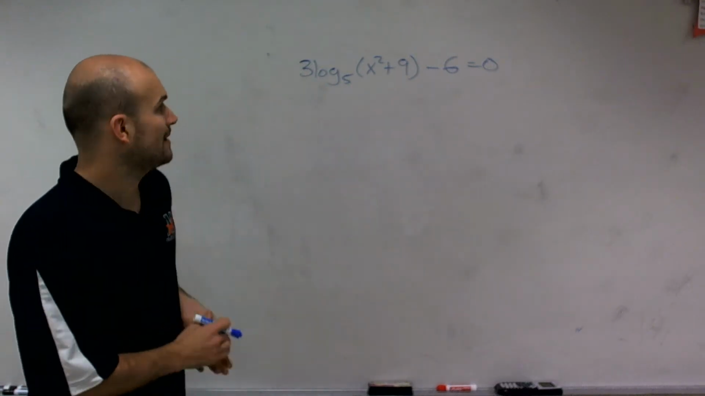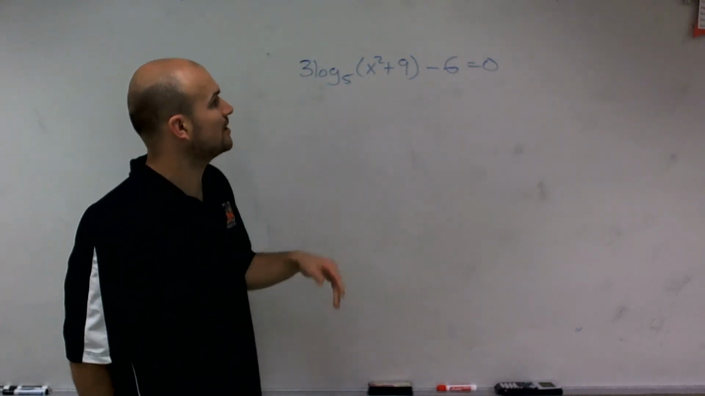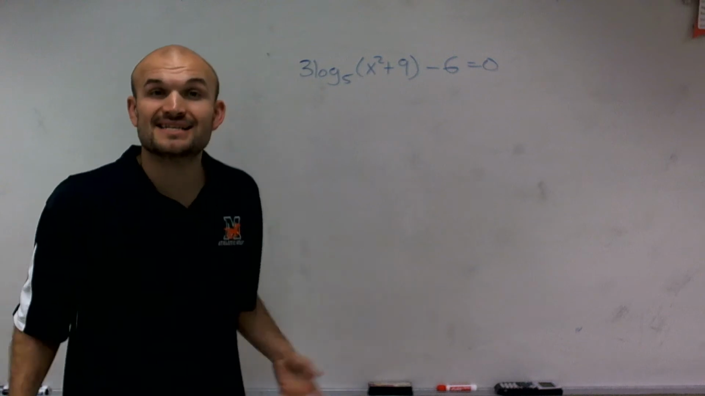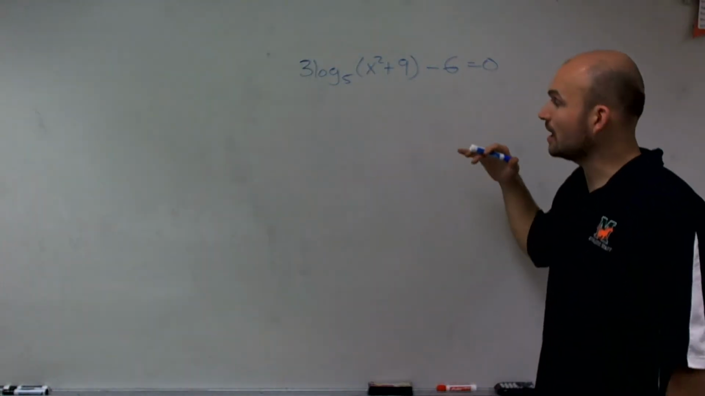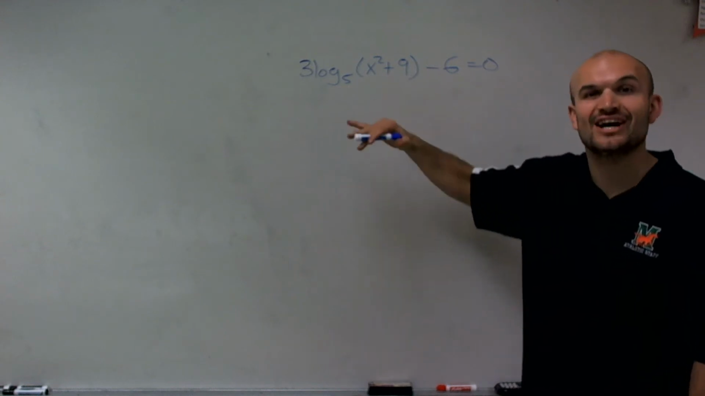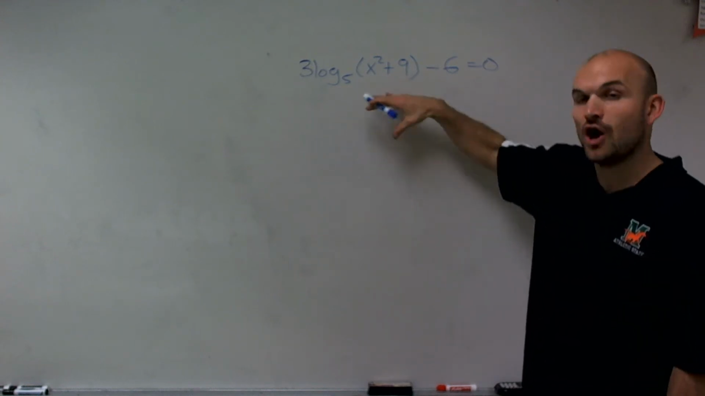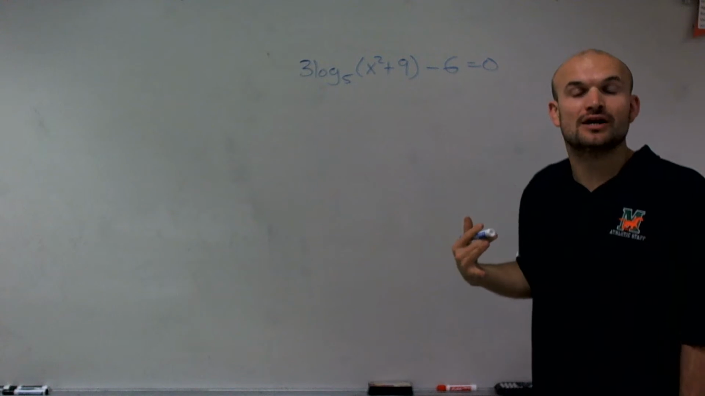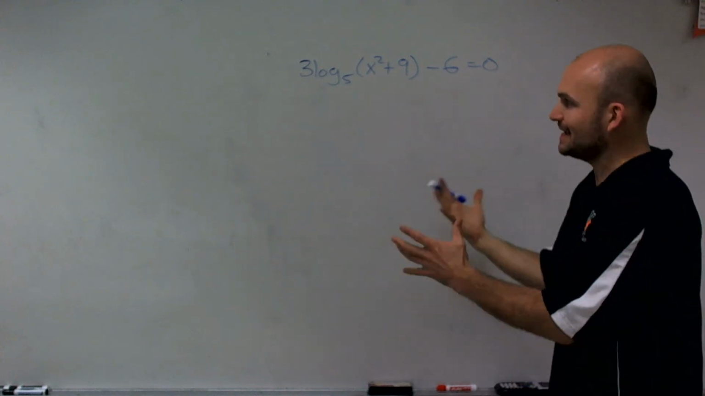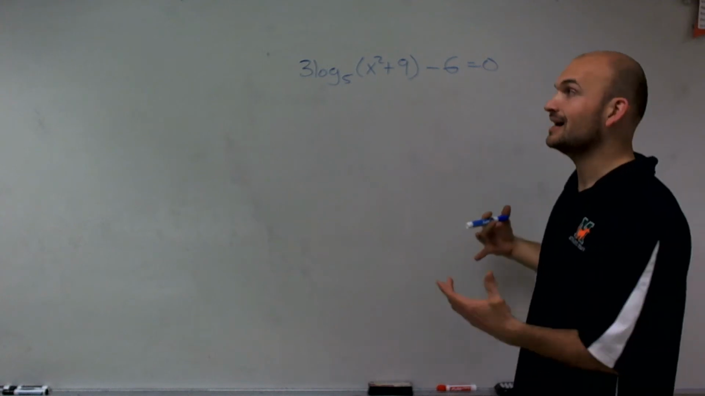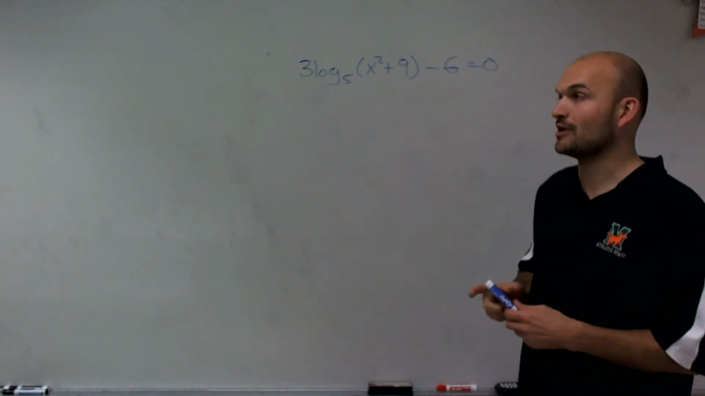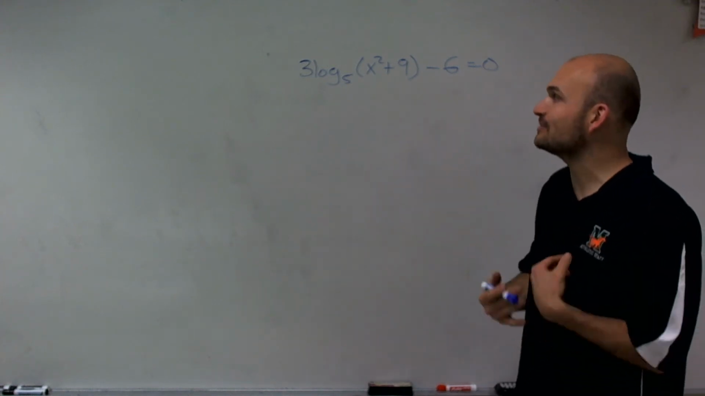Oh, so what we have here is 3 times log base 5 of x squared plus 9, minus 6, equals 0. So what we want to do for this problem is see how we can isolate our logarithm so that we can then transfer it over to exponential form, because we can't convert it over to exponential form to solve for our value of x until it's in logarithmic form and it's isolated.